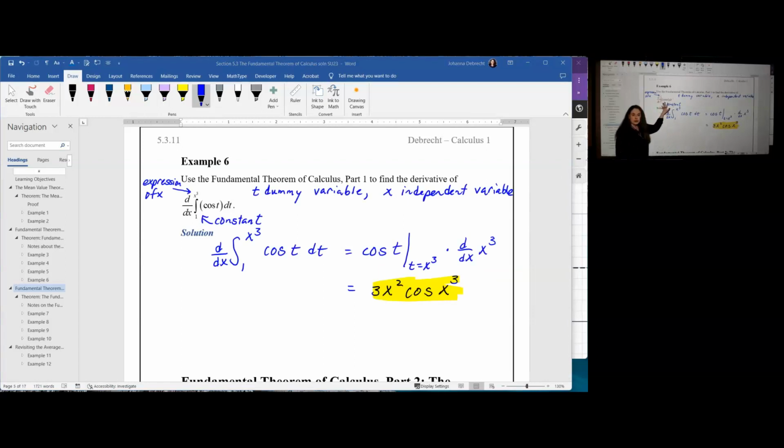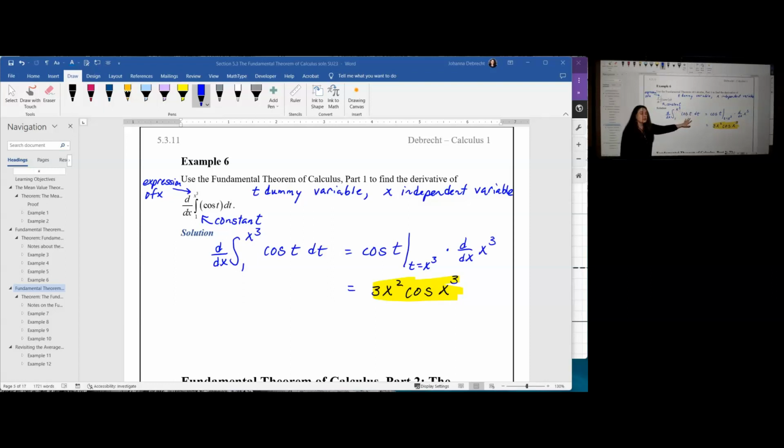Again, we check to make sure that we can apply the Fundamental Theorem of Calculus Part 1. We check that the lower limit of integration is a constant and the upper limit of integration is an expression involving the independent variable. The independent variable is indicated by the derivative on the outside and the presence of the x in the upper limit of integration. The t that appears in the integrand and differential are dummy variables that will disappear in the final result. Then the derivative of the integral from 1 to x cubed of cosine of t dt.